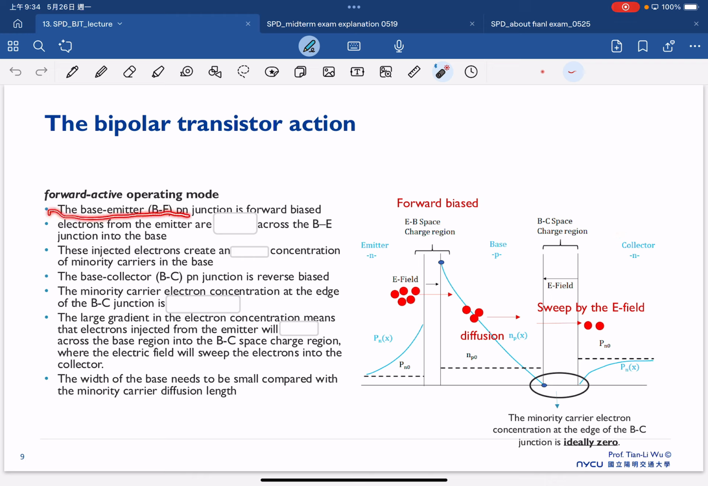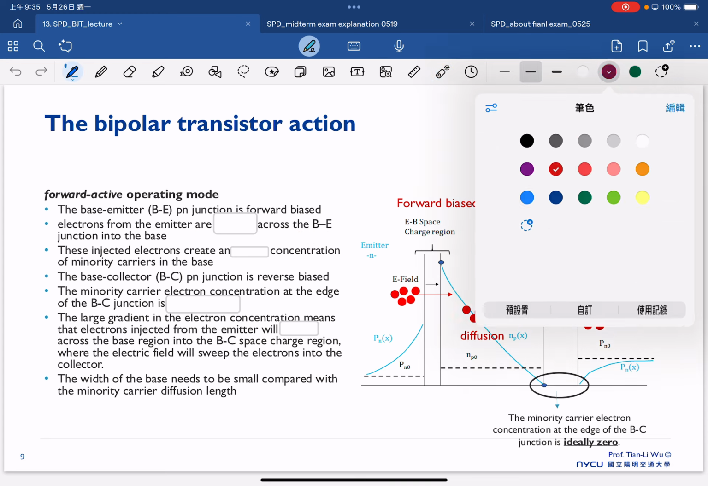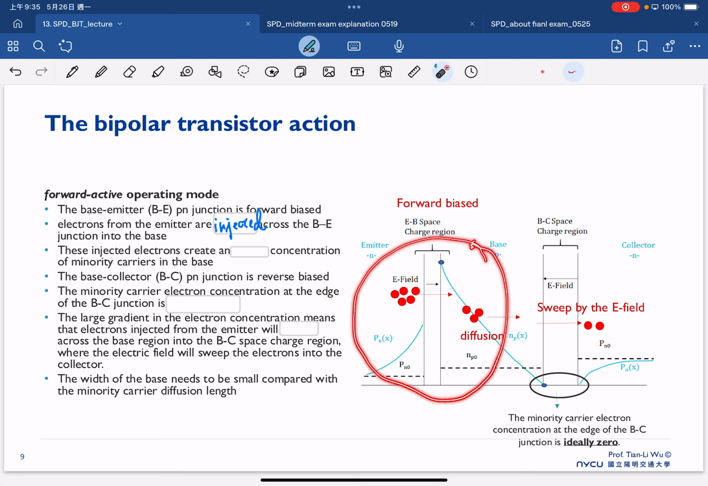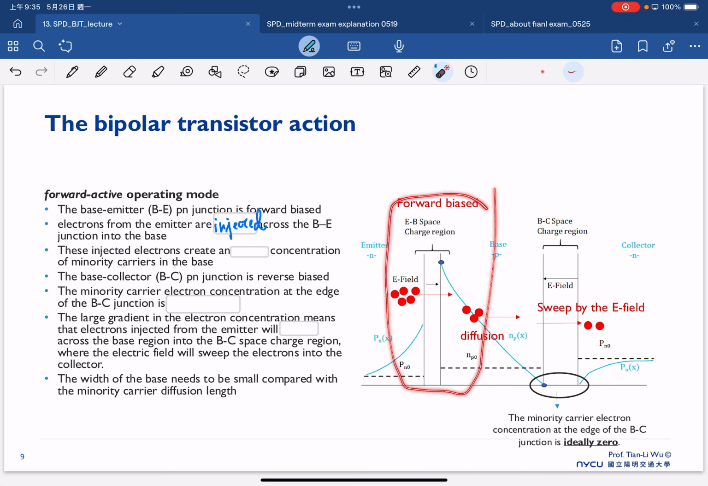So the base emitter PN junction is forward biased. So we can expect that the electrons from the emitter are injected across this base emitter junction into the base. Because this is forward bias, we can expect that the electrons can flow. Think about the typical PN junction or PN diode under forward bias, we start to have current conducting. This is the same concept. Here we can consider this a typical operation for a PN junction, and this injected electron will create an excess concentration.